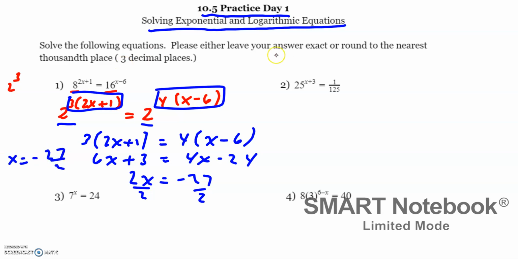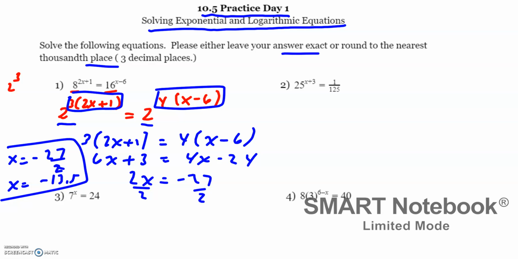halves. But I also said you could have your answer exact or to the nearest thousandths place if it applies. If you divide negative 27 divided by 2, your answer could be negative 13.5 as well. So I would accept either one of those answers. And that is a 2 for those that can't tell.